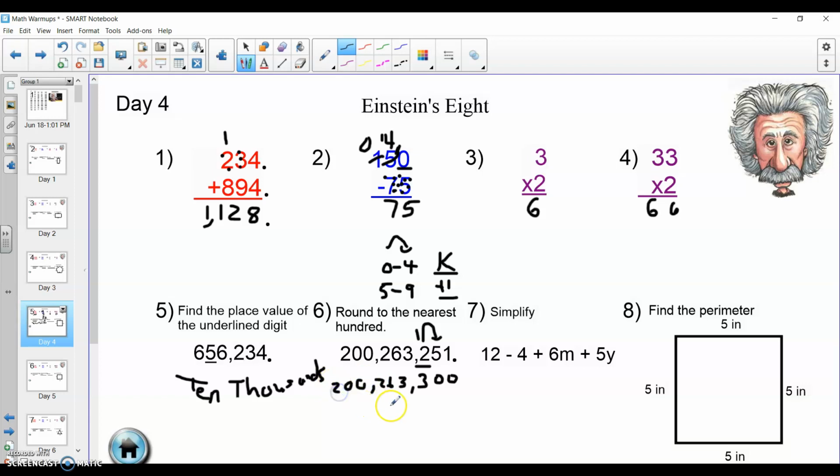Yeah, because it says round to the nearest 100, not just take 251. You're taking 200,263,251 and you're rounding it up. And it's 200,263,300. All right, doing good so far?